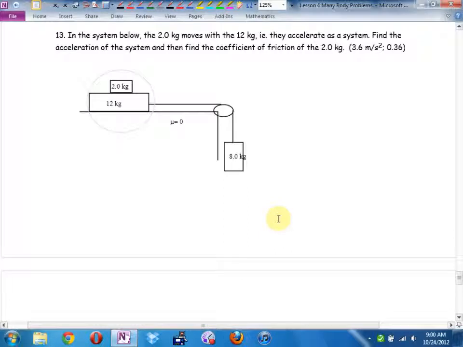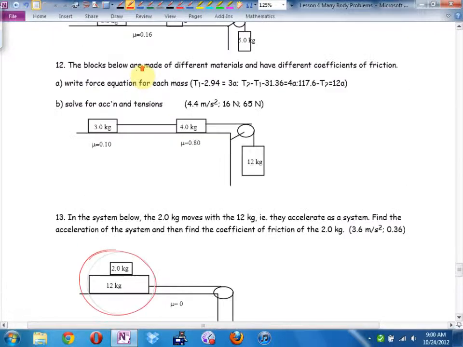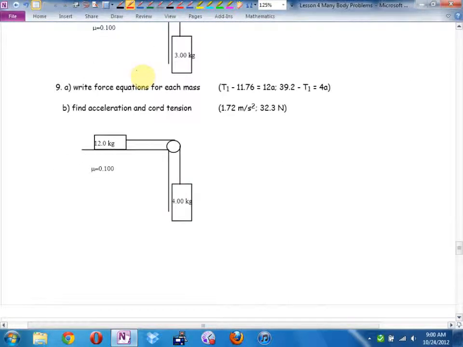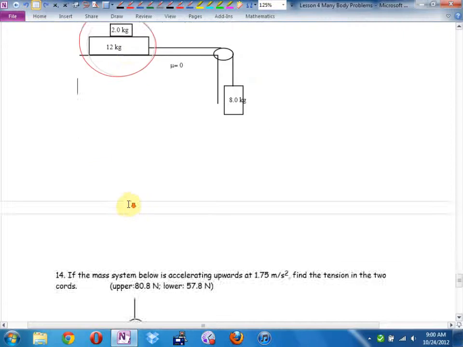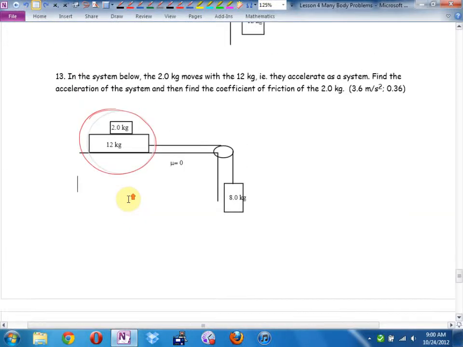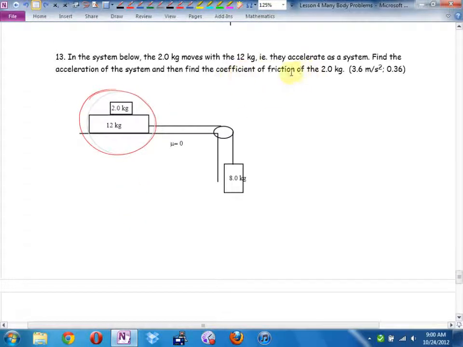I have to find the acceleration in order to do the second part. The trick to doing number 13 to find the acceleration: don't treat that as a 2 and a 12. Treat it as 14. If you treat it as a 14 kilogram mass, I would argue it's now the same as this question right here, but not even any friction. Even better. Okay? The real question is, how would I find the coefficient of friction between the 2 kilogram mass and the 12? Is there one?